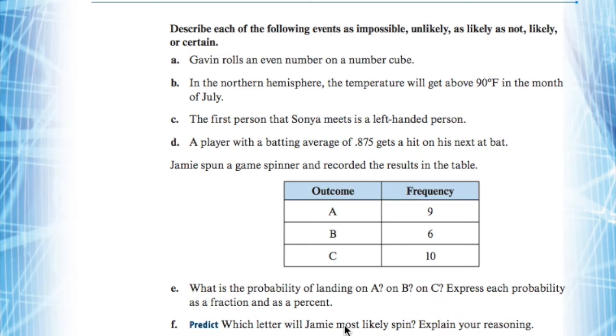Letter F, which letter will Jamie most likely spin? Now you're going to make that decision, the prediction, based on the previous trials or experiment that you've taken a look at. Here's where we're applying experimental probability. We've got these probabilities of things that are going to happen or maybe going to happen, and you make your guess, your estimate, or prediction, based on which one is going to have the highest percentage or highest likelihood of happening. And finally, letter G.